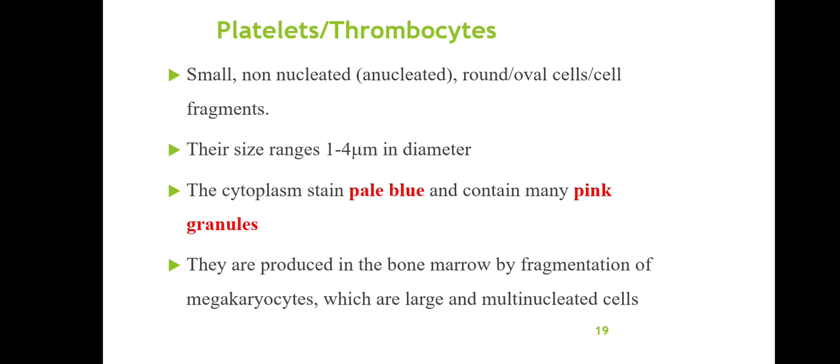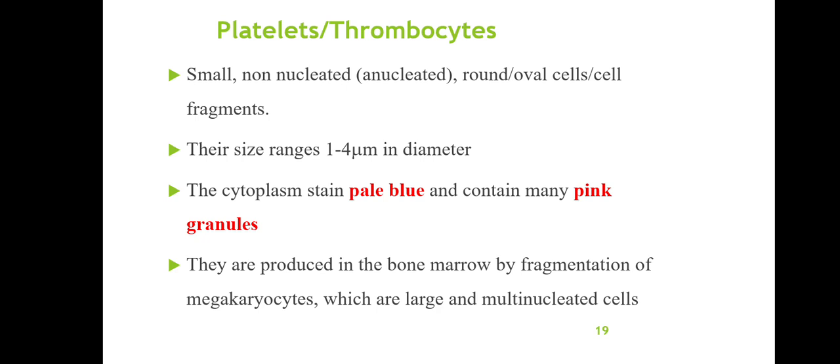These are small non-nucleated, incomplete cells, round oval-shaped cell fragments. They are just fragments. Their size ranges from 1 to 4 micrometers in diameter. As you can see, when you're looking at the white blood cells, they were about 10 to 14 micrometers, but here we have 1 to 4 micrometers, meaning they are small fragments. Then the cytoplasm is stained pale blue and contains many pink granules.